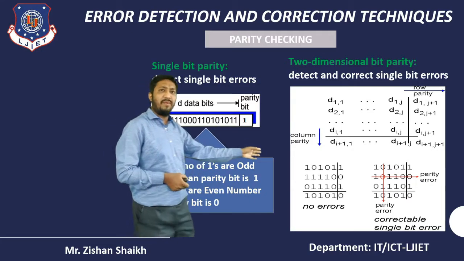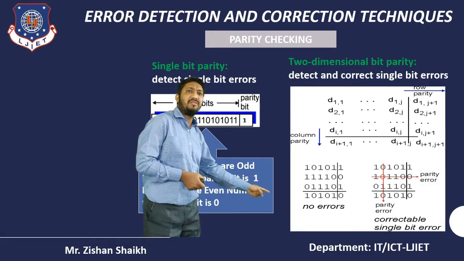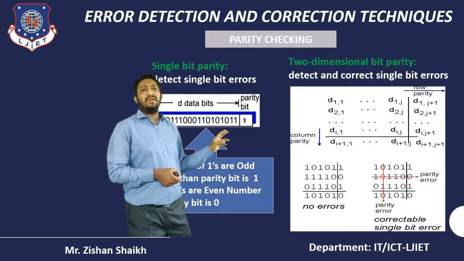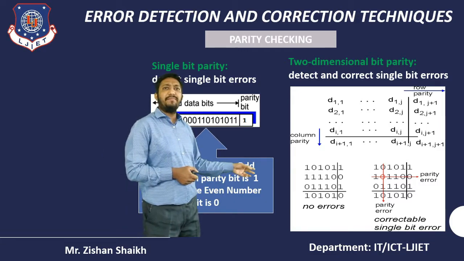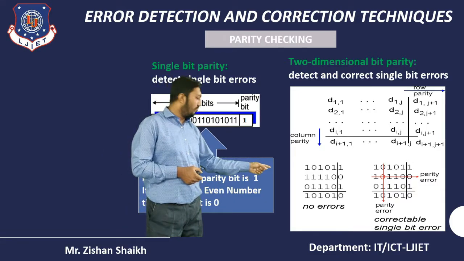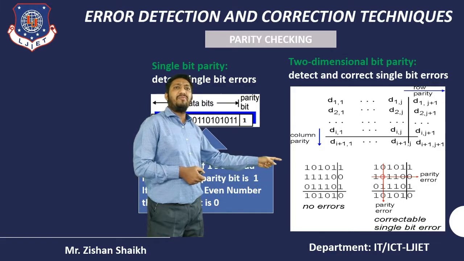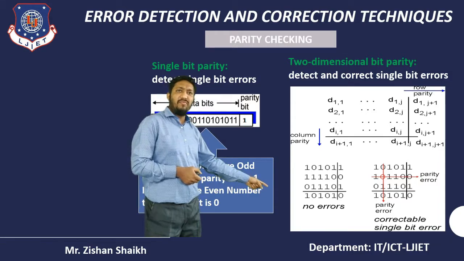So consider the first column here. For the first column, 1, 1, 0. So how many times is 1 coming here? 2 times, so we put a 0 for that. Then in the second column, 1, 1, that is also 0. Then for the third, 1, 1, 1, that is an odd number, so our parity bit is 1 here.